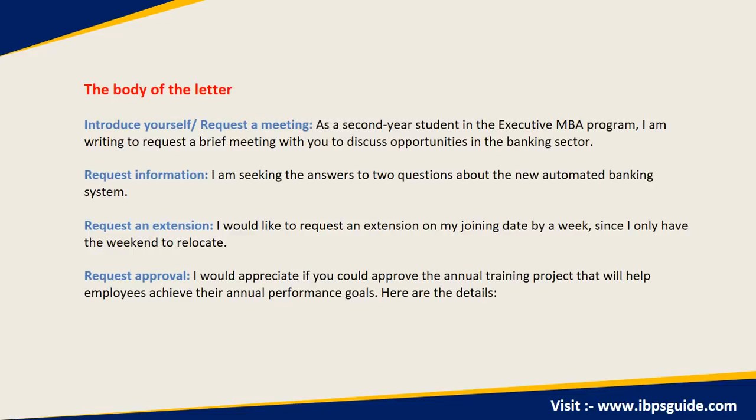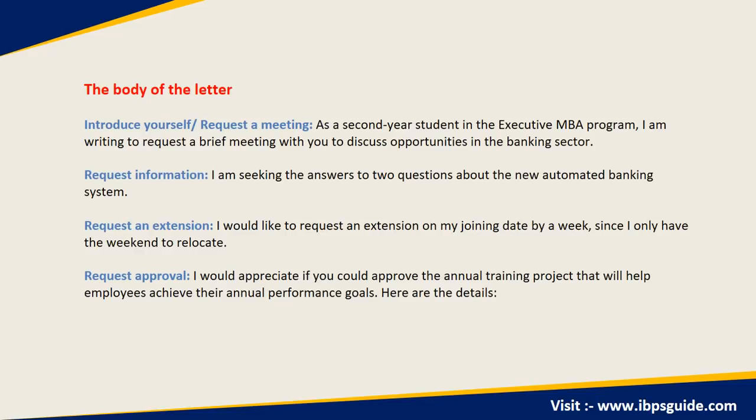All right, so the next type is request information. I am seeking the answers to 2 questions about the new automated banking system. So you can start your letter like this when you're requesting information. Obviously when you say something like this, I have 2 questions, right? So after this you will say firstly, and you will ask your first question, secondly, and you will ask your second question. That will be the format for the body of your letter when you're requesting information.